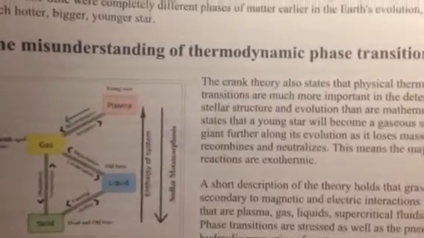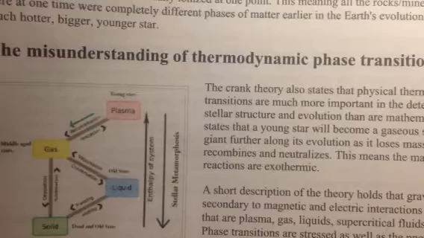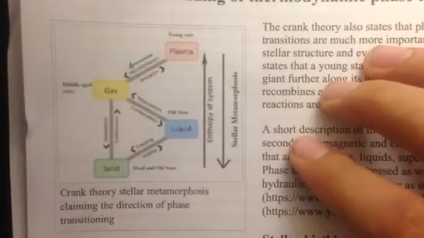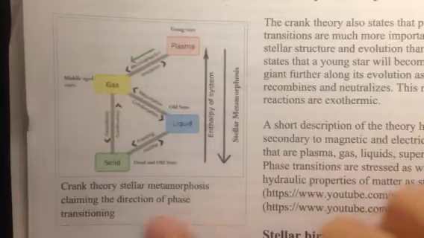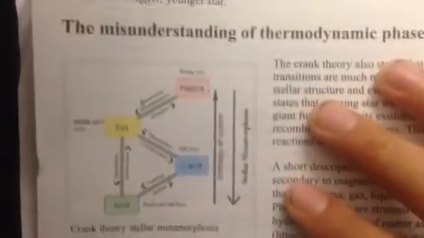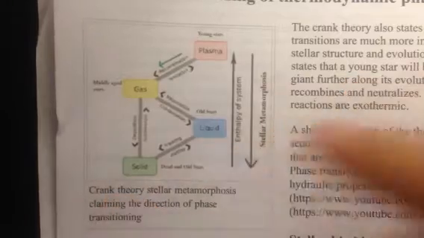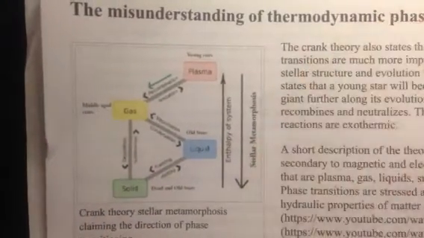We have observations of stars inside of all phases of matter, not just plasma and gas, but liquid and solid material as well. And they wrote here, crank theory, stellar metamorphosis, claiming the direction of phase transitioning. Well, this is important. I wouldn't really look at that word crank. That doesn't mean anything. It doesn't have any significance. We're talking about physics here, not social constructs.